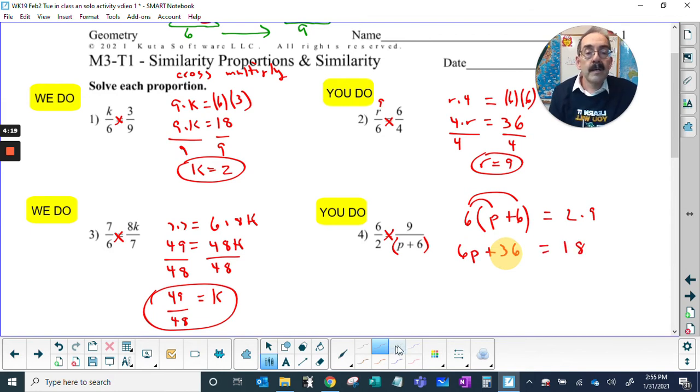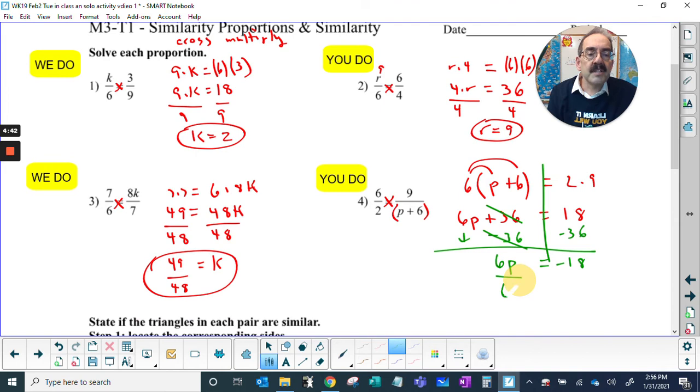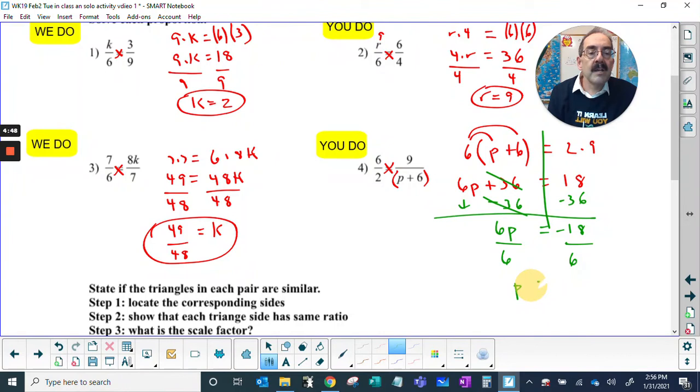Now the old-fashioned way: subtract 36 from both sides. We're happy because we got rid of it. We still have 6 P's. We still have negative 18. Undo the multiplication. Divide by 6. And P is equal to negative 3. Cool. P is negative 3.